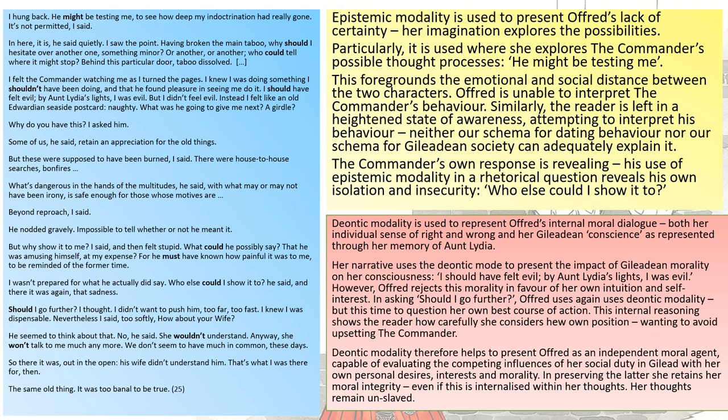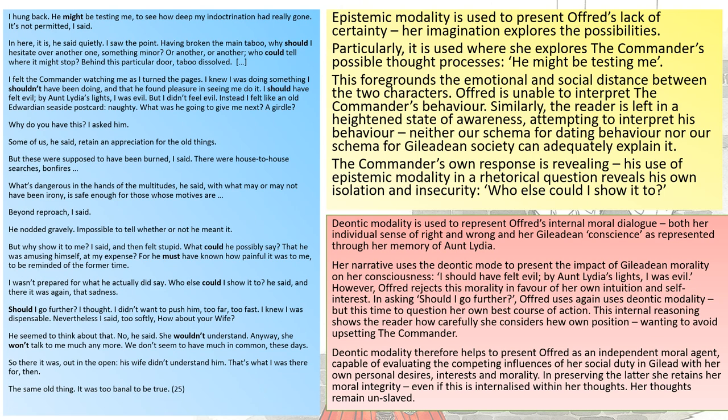So the Commander's own response, of course, is also revealing. He uses epistemic modality in this rhetorical question in a way that perhaps Offred, and maybe the reader, wasn't expecting. "Who else could I show it to?" To show that perhaps he has his own set of possibilities and insecurities, and actually that response, the modal there, helps to present him as quite isolated and insecure.